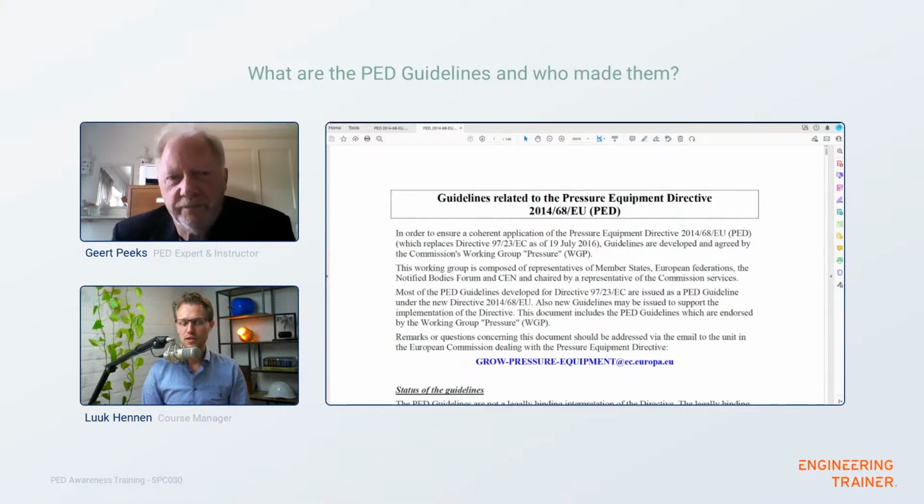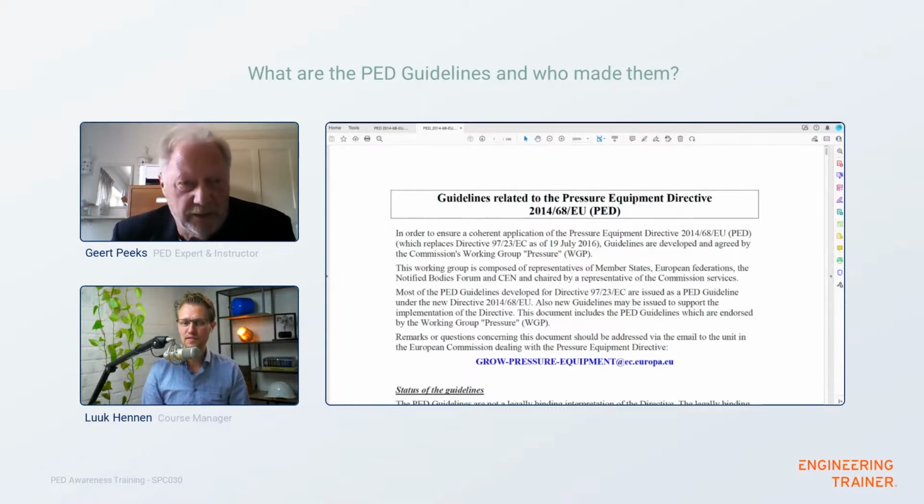This is a very useful document, of course. Could we maybe elaborate a little bit on what they are and how they came into existence? Who made these? Can I ask questions to these people? Can you elaborate a little bit on this?